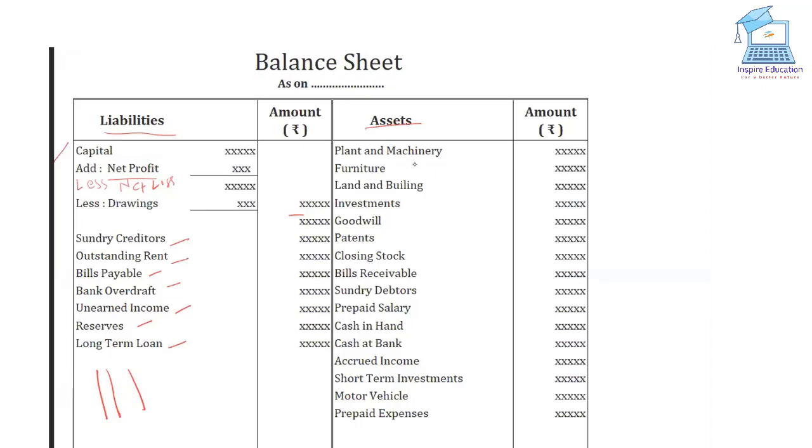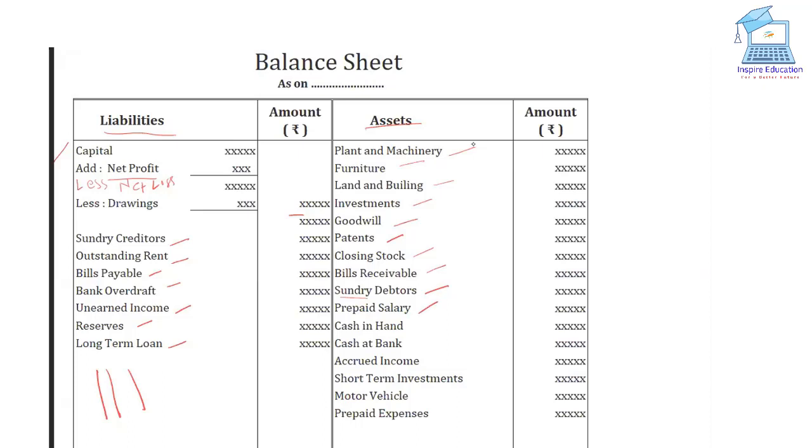In the asset side, assets are posted like plant and machinery, furniture, land and building, investment, goodwill, patents, closing stock, bills receivable, sundry debtors. Sundry means many. Debtors means those from whom we will be receiving money. We have sold goods on credit and we will be receiving the money from the debtors. So these things are our asset.